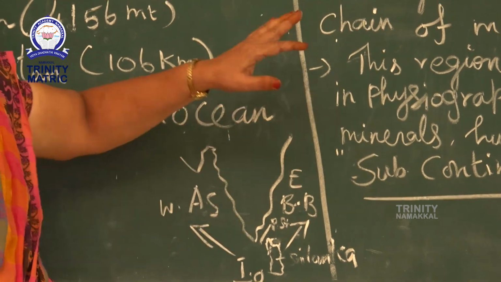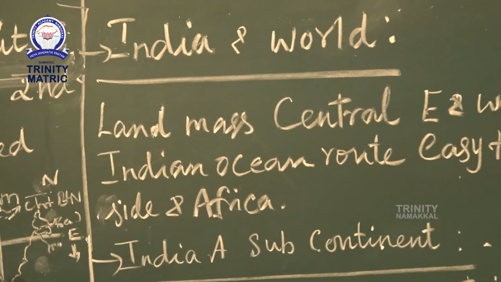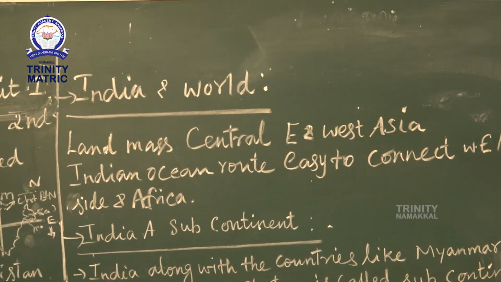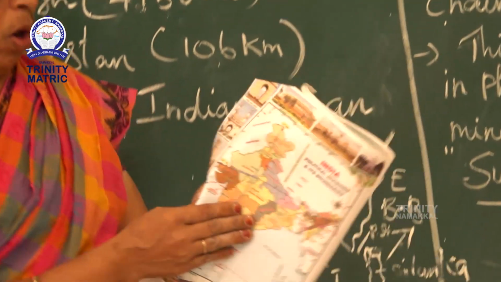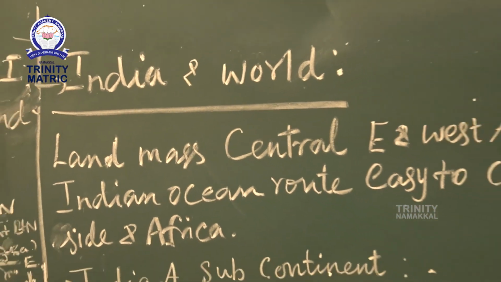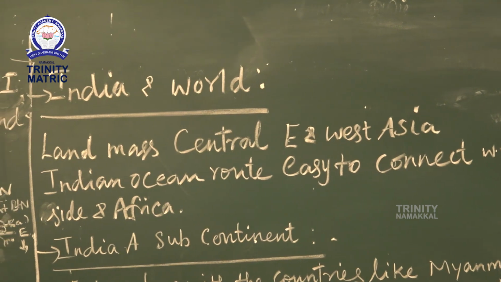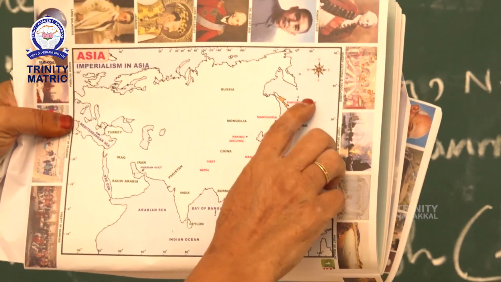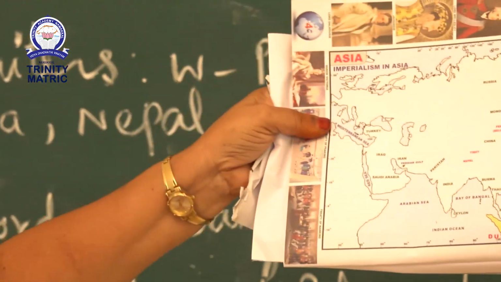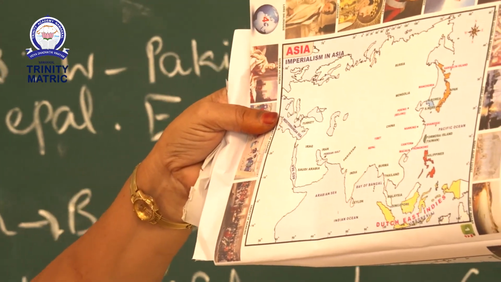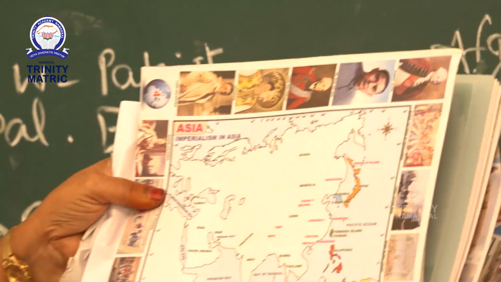Now, are you clear? Why is India, at the world level, central in the landmass? Among the world's countries, it is central. Look at the map of the world. India is here, and the Indian Ocean. It is easy to contact the eastern countries, for trade relations, social relations and so on. Then the west side, and Africa also.